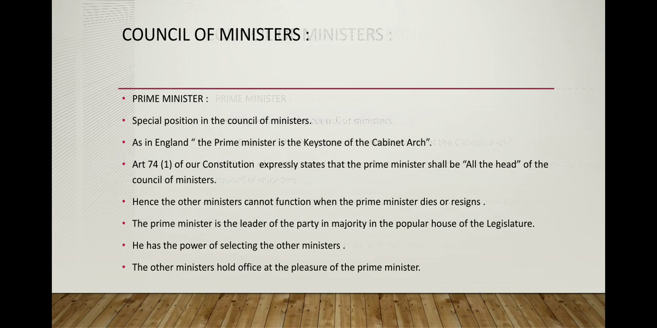When the general parliamentary elections are conducted and a party receives the majority, at that time among its members a particular person is elected, who is called the leader of that party. He has the power of selecting other ministers. When that person is selected as Prime Minister, he has the legal right to select the other ministers.